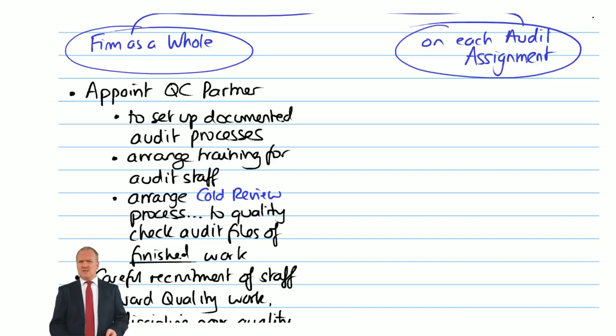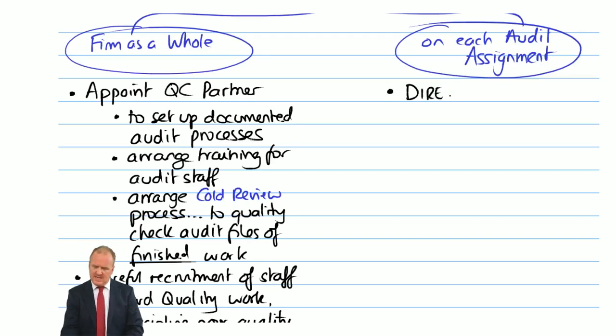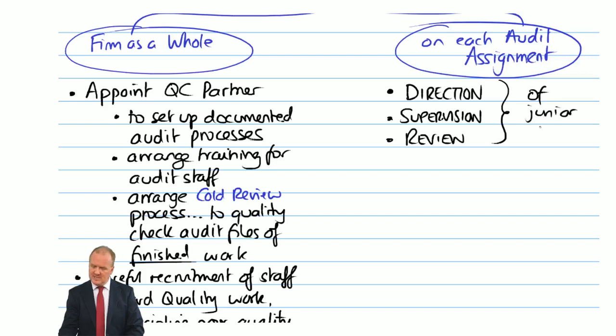You've now won your first client. Well, your staff are trained, you've got audit processes, all looking good. Now you send your staff out on this job. How do you make sure they do good quality work? Well, 3 big words here are going to be direction, supervision, and review, especially of the more junior staff on the team.